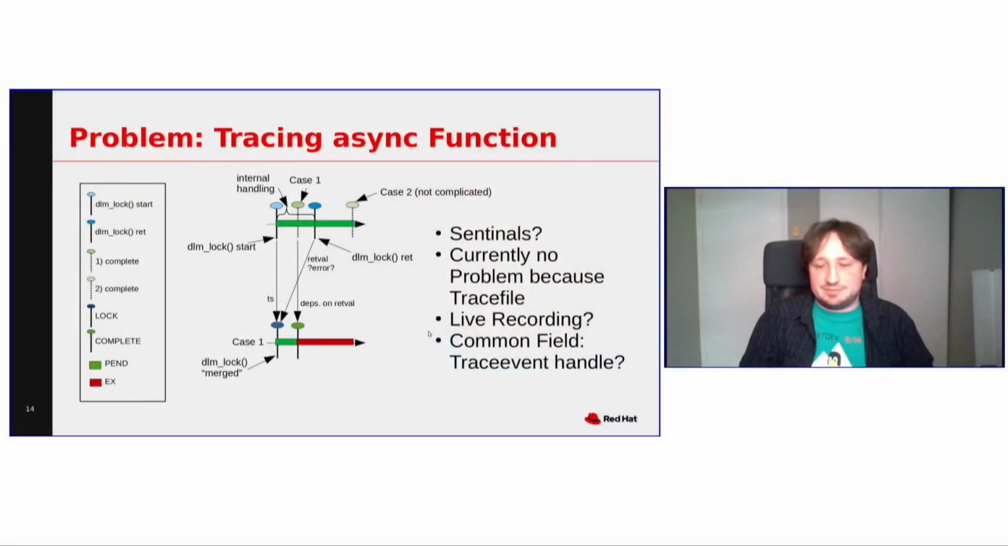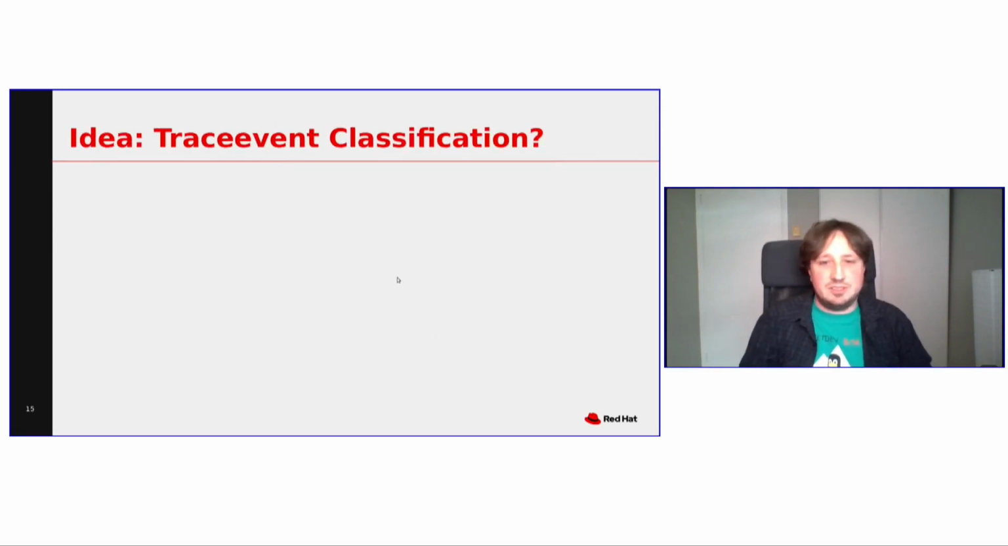Because the trace points don't know the semantics, that these trace points have a connection to each other. I can maybe put something like that on the application layer, but the application layer doesn't give me right now the necessary information that this DLM log start belongs to this complete handler and so on. I don't have that currently.